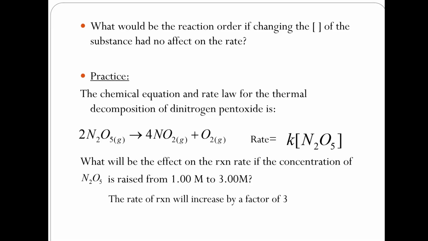So you would put this concentration into the formula here. Okay, so if I just had a 1 there, it would be a 1. If I had a 3 there, it would be a 3. So we say that the rate of the reaction would increase by a factor of 3. That's a pretty basic one, so let's see if we can practice a harder one.